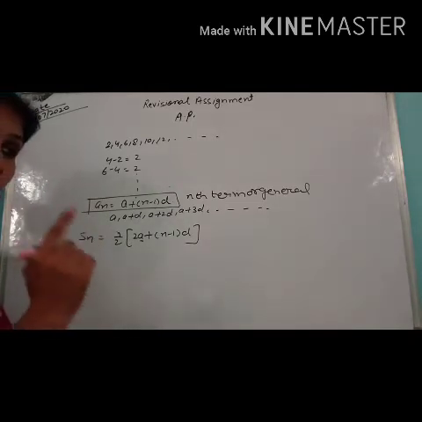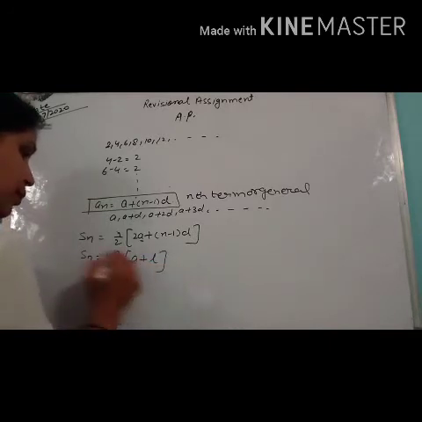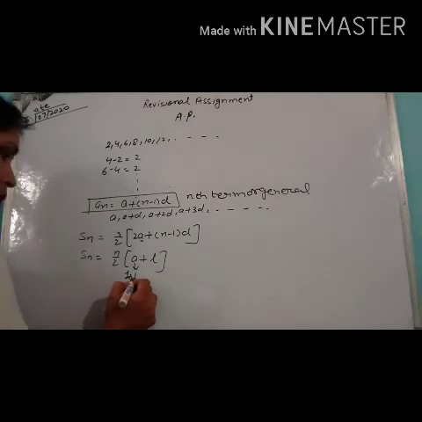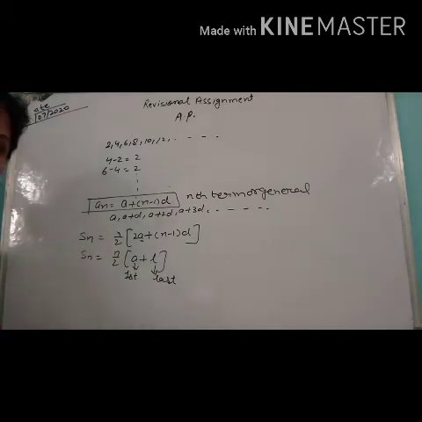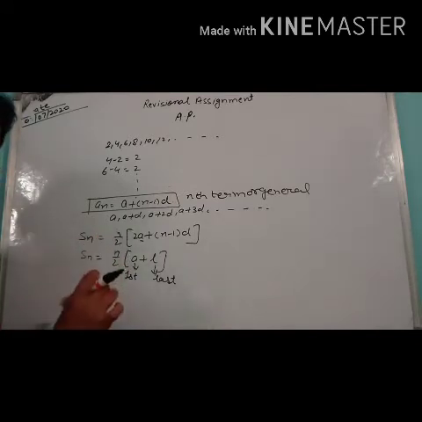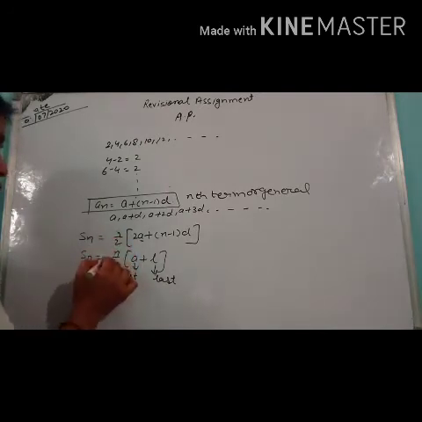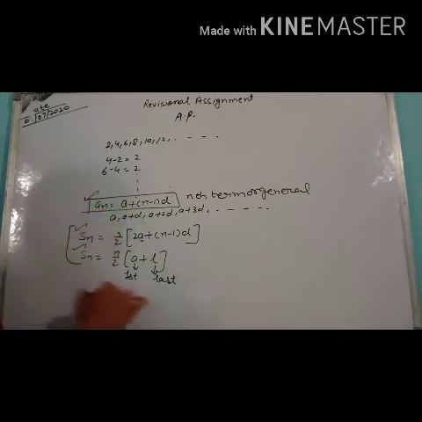Next, we have one more formula for the sum. Sn is n by 2 into a plus l. Here a stands for the first term and l for the last term. So if the first and last terms are given to us, then we can find the value of Sn. But in each case, n is a must. If we know the value of n, only then can we find the sum. So these two formulas exist for the sum, and this is the general term. Only these formulas we have to use in our chapter.